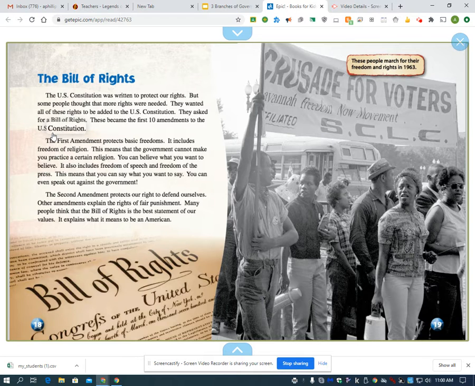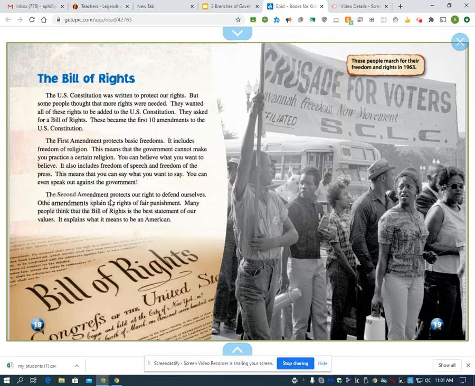The First Amendment protects basic freedoms. It includes freedom of religion. This means that the government cannot make you practice a certain religion. You can believe what you want to believe. It also includes freedom of speech and freedom of the press. This means that you can say what you want to say. You can even speak out against the government.